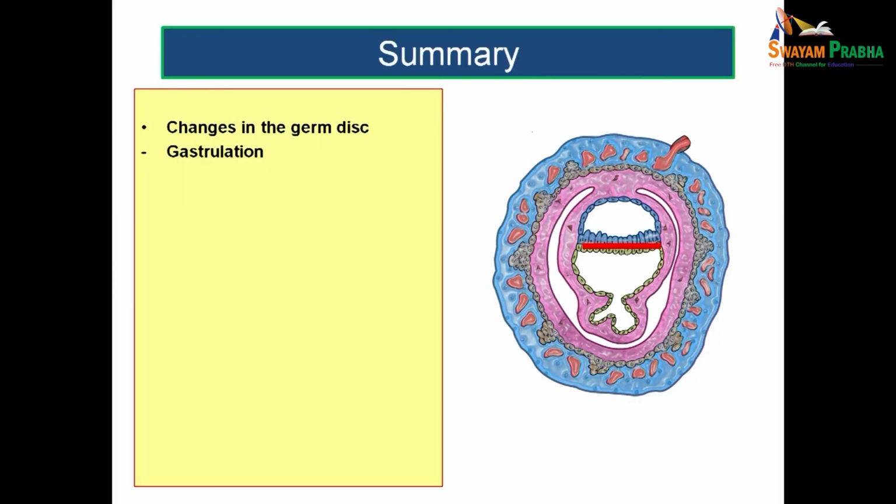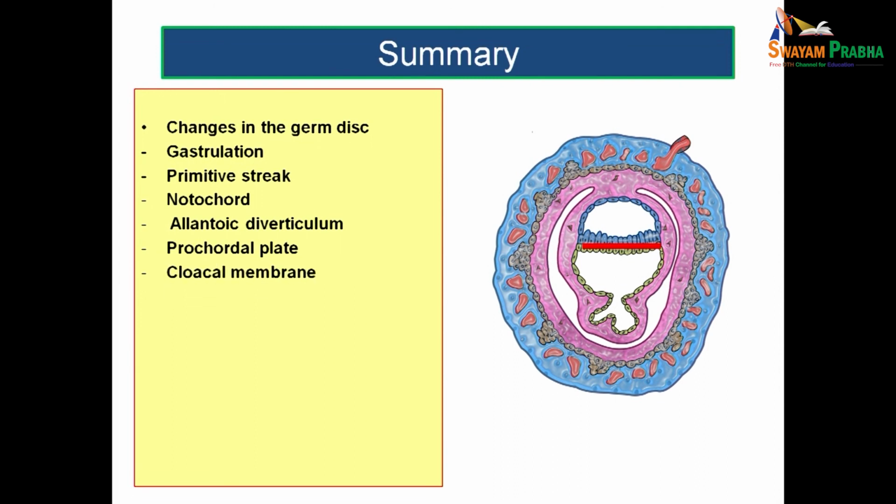So, to summarize, in this session, we discussed the changes happening in the germ disc as well as the changes happening in the trophoblast. The changes happening in the germ disc we discussed under the following headings. What do you mean by gastrulation? How is a primitive streak formed? How are the cells coming from the primitive streak resulting in the formation of the intraembryonic mesoderm and the notochord? How is the allantoic diverticulum formed? What is the fate of the allantoic diverticulum? What do you mean by precaudal plate? What do you mean by cloacal membrane? And what do you mean by pericardial bar? All these things are the changes which you expect in the germ disc during the third week of intrauterine period.